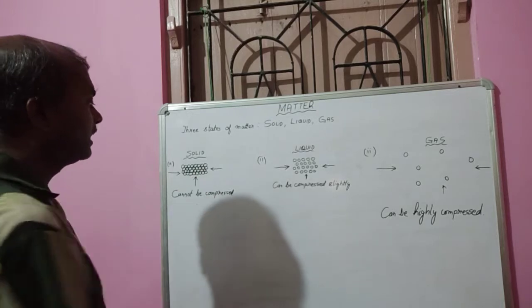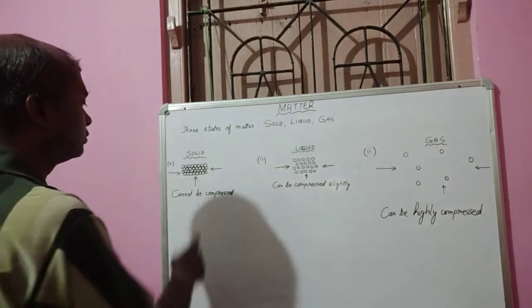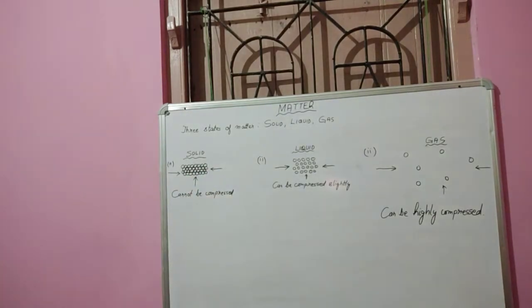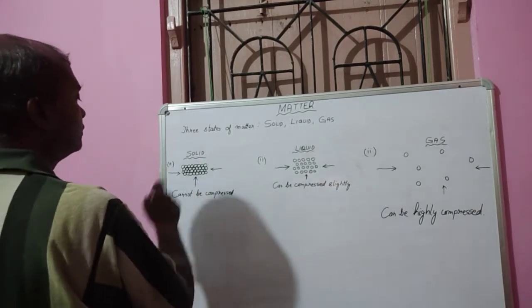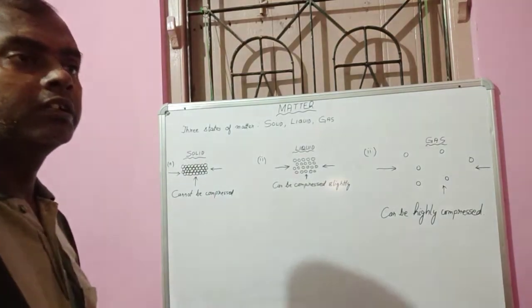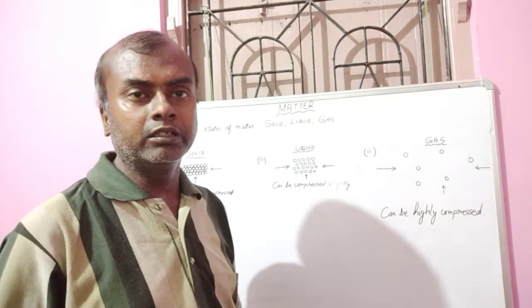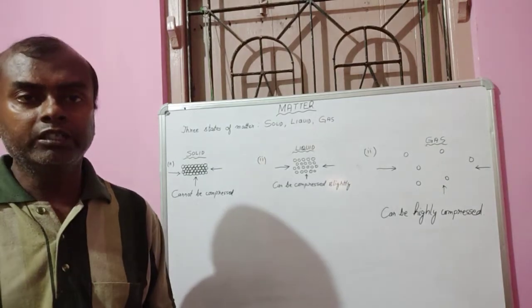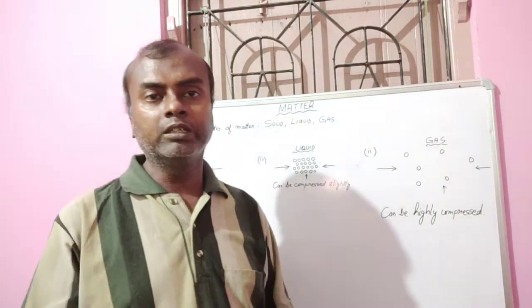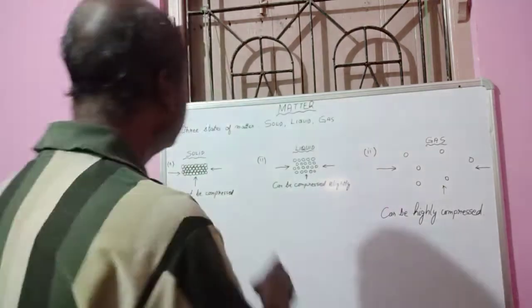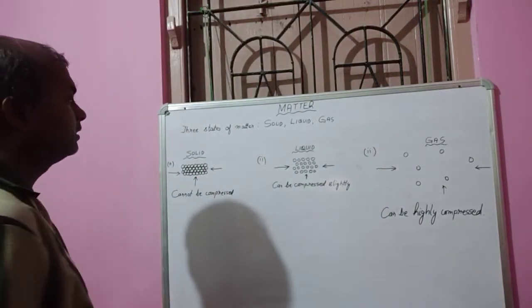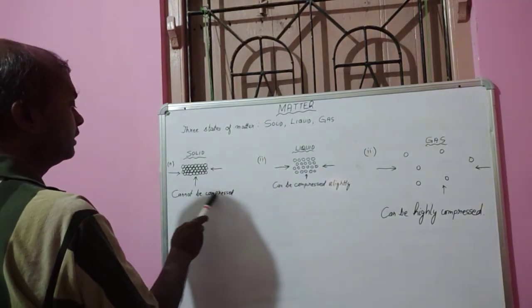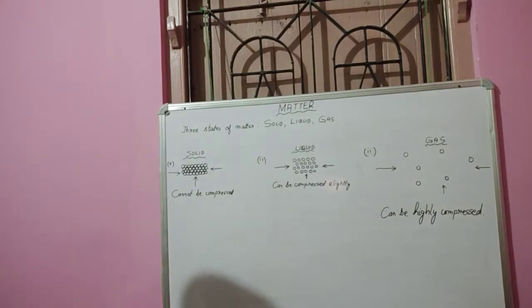So here hardly any gap is there between solid molecules. When you try to use force, these arrows that I have given are the positions of applying force. There the force is being applied on solid. But if gaps are not there, will the distance between the molecules reduce? When you compress, you bring the molecules near to each other, right? But if they are already near to each other and no gap is there, then you cannot compress them anymore. So solids cannot be compressed.